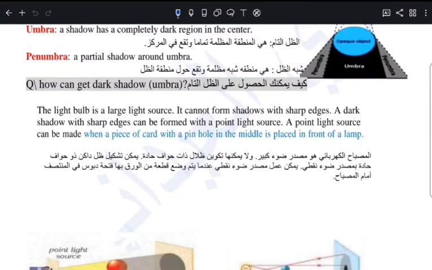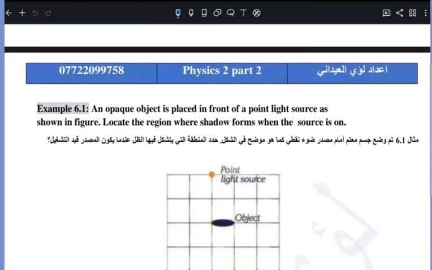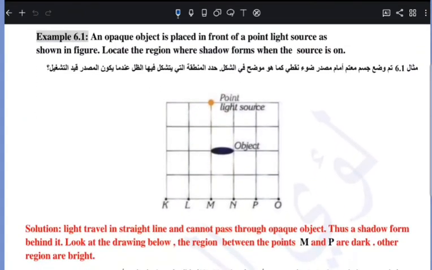The light bulb is a large light source. It cannot form shadows with sharp edges. A dark shadow with sharp edges can be formed with a point light source. A point light source can be made when a piece of card with a pinhole in the middle is placed in front of a lamp. Excellent, excellent.